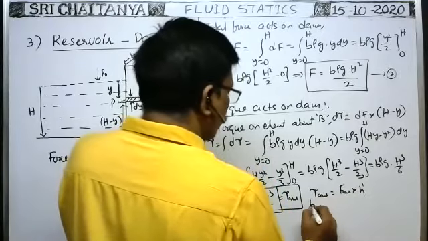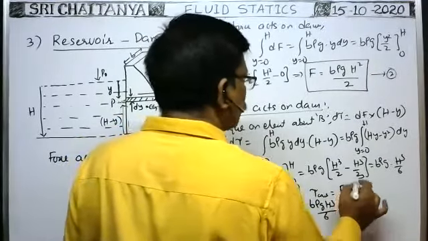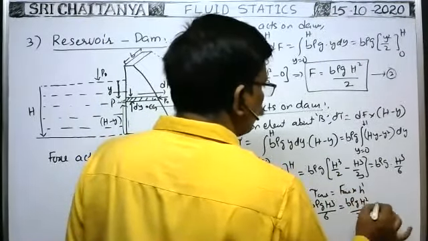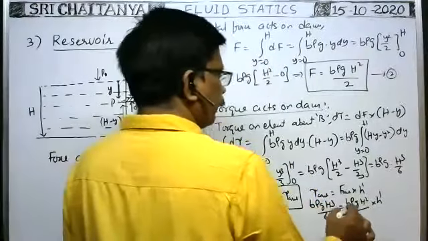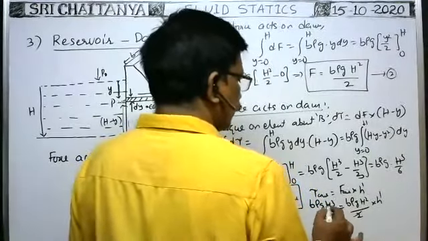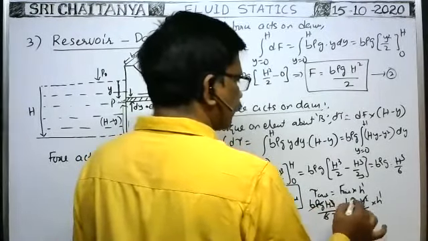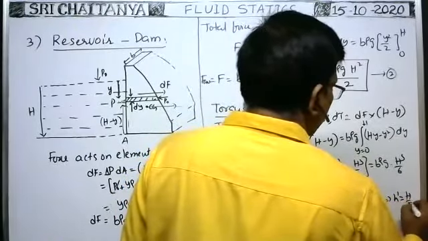Average torque means B rho g h cube by 6 is equal to average force, which is B rho g h square by 2, into h dash. Therefore, only one h will be cancelled, and remaining all are cancelled. This implies h dash is equal to capital H by 3.